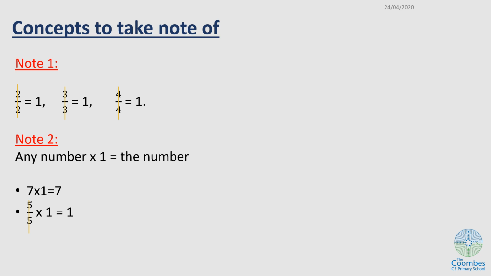So if you see these as fractions, the numerator here is 4, the denominator here is 4. They cross out to be 1. Something else to note, any number times 1 is that number. For example, 7 times 1 is equal to 7. And 5 over 5 times 1 is equal to 1.